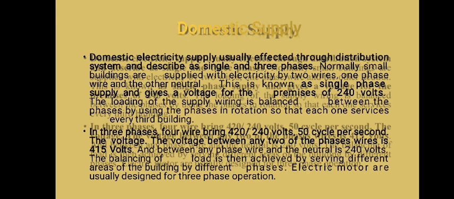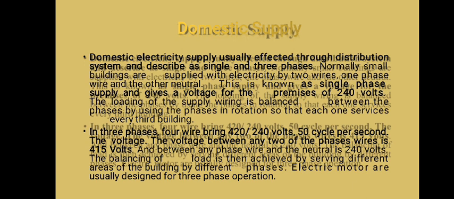Domestic electricity supply is usually effected through a distribution system and described as single and three phases. Normally, small buildings are supplied with electricity by two wires, one phase wire and the other neutral. This is known as single phase supply and gives a voltage for the premises of 240 volts. The loading of the supply wiring is balanced between the phases by using the phases in rotation so that each one services every third building.